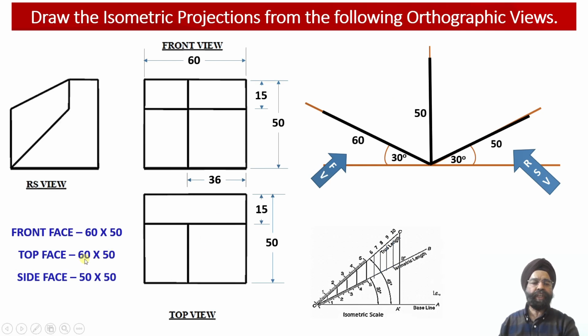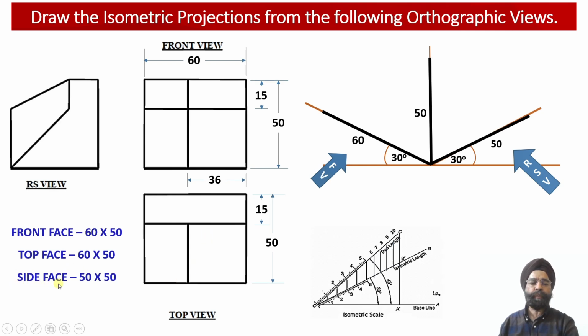Similarly, corresponding to the top face, we can observe the length happens to be 60 millimeter while the width of the solid happens to be 50 millimeter. So the top face of this solid will be obtained alongside the isometric x-axis and the isometric z-axis. So alongside this xz plane, which is going to measure 60 millimeter length and 50 millimeter width, we are going to obtain the detailing regarding the top face elements corresponding to this engineering object.